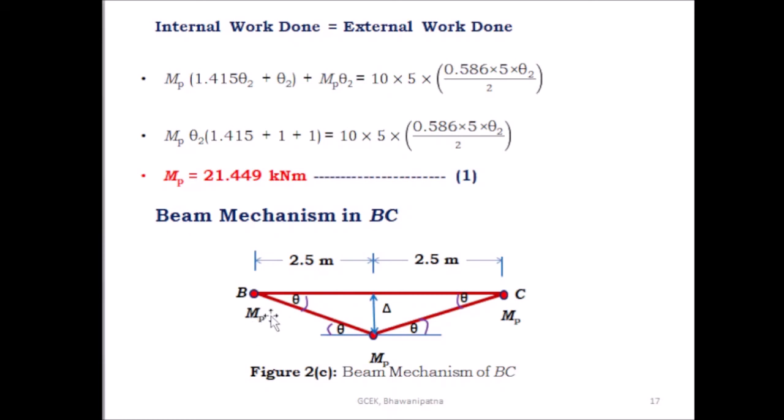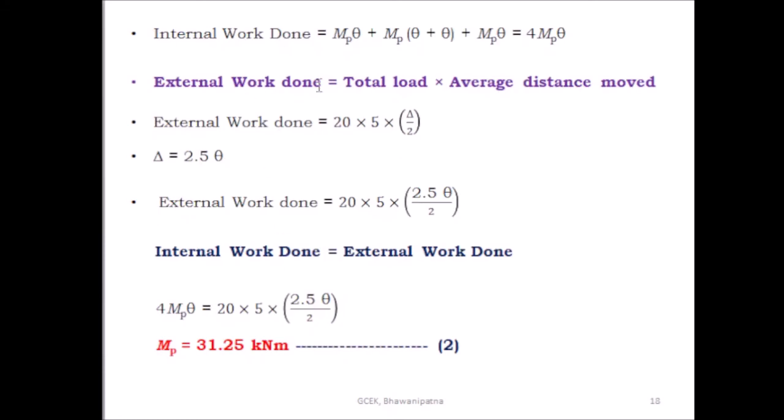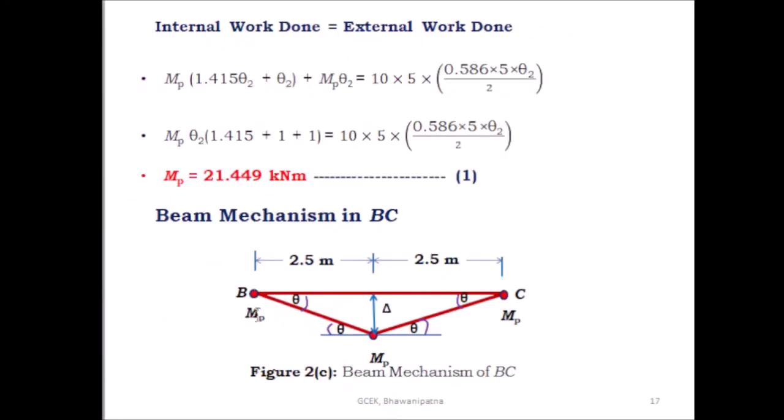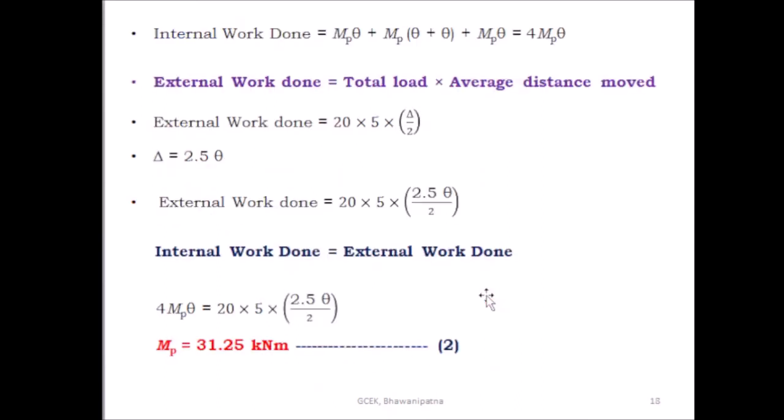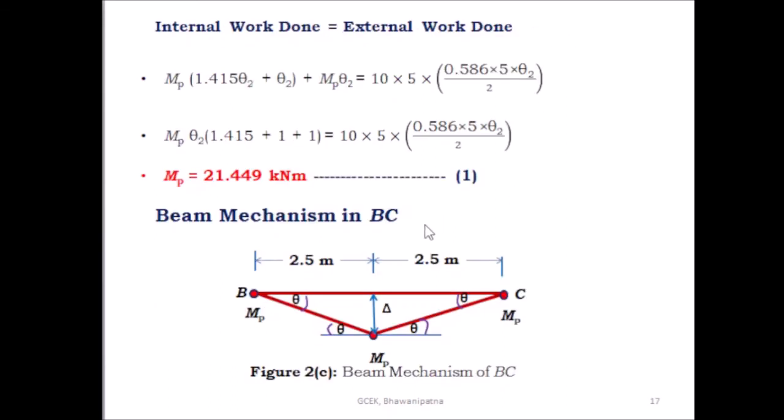First find out the internal work done by the plastic moment at the plastic hinges. So the internal work done is MP into theta, and here MP into 2 theta, and here MP into theta. MP into theta plus MP into 2 theta plus MP into theta, so the total internal work done is equal to 4 MP into theta. Then find out the external work done due to the load.